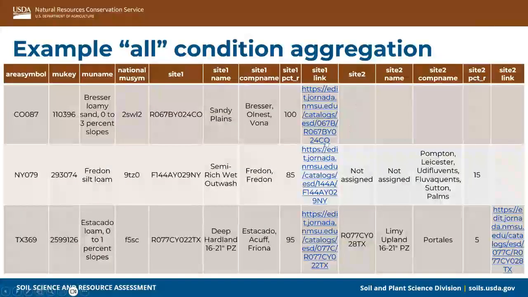So here we have two Freedom components, and we'll drill down into this a little bit more in the next slide, that sum to 85% of the map unit. Then we have another 6 minor components which don't have an ecological site assigned.